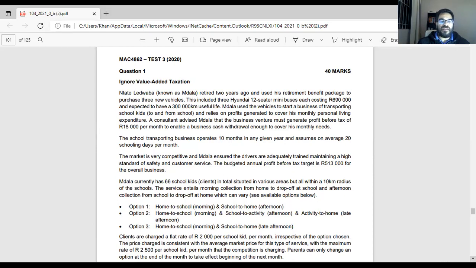The market is very competitive, and Madonna ensured the drivers are adequately trained, maintaining a high standard of safety and customer service. The budgeted annual profit before tax is 513,000 Rand for the overall business. Okay, so just take note of some of that information. So you can see he has a budgeted profit before tax target, basically a target profit of 513,000.